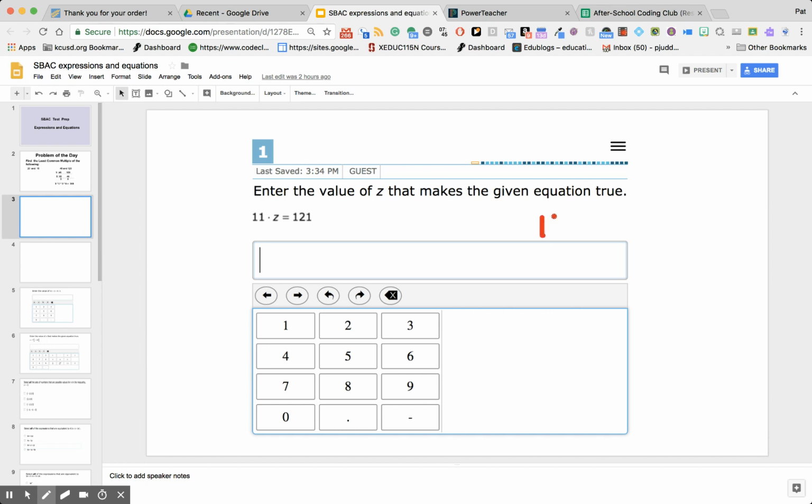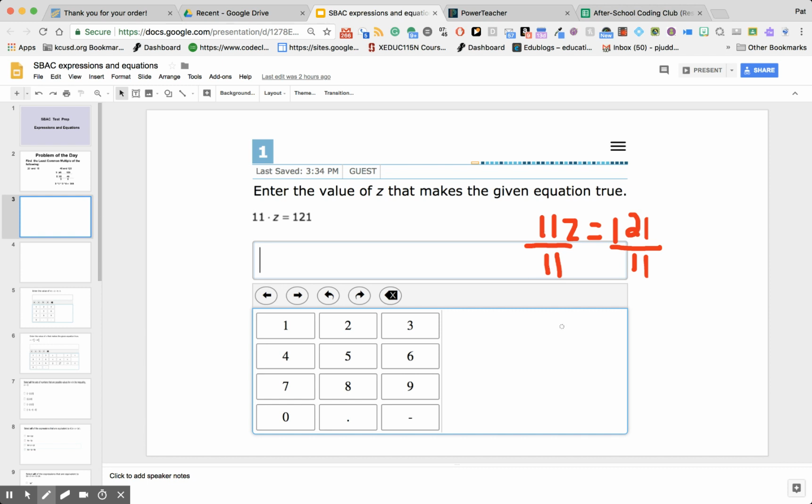Okay, so I'm going to rewrite my expression. 11 times z equals 121. And I'm going to solve this equation using inverse operations. The inverse of multiplication is division. I want to isolate the variable, so I'm going to divide by 11. I'm undoing multiplication.